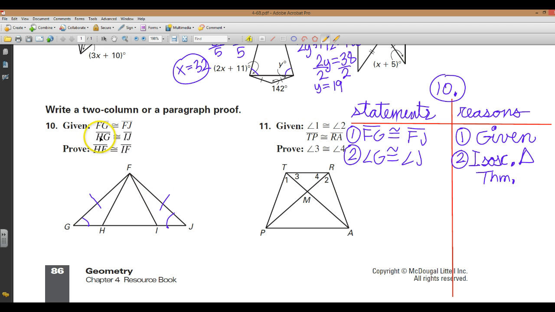We are also given that HG is congruent to IJ, so mark that. And that is also given.